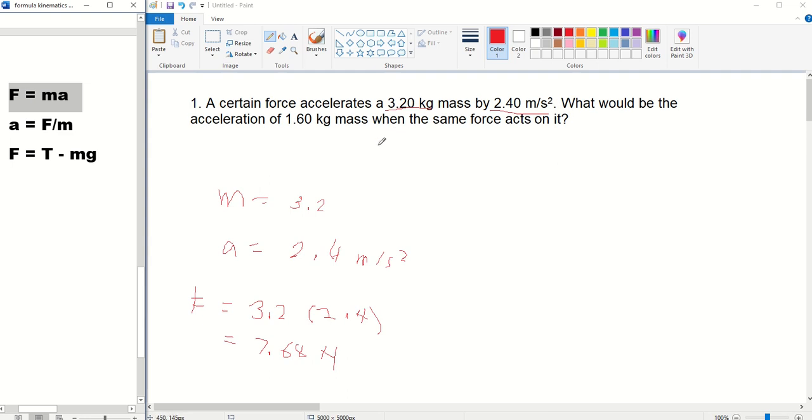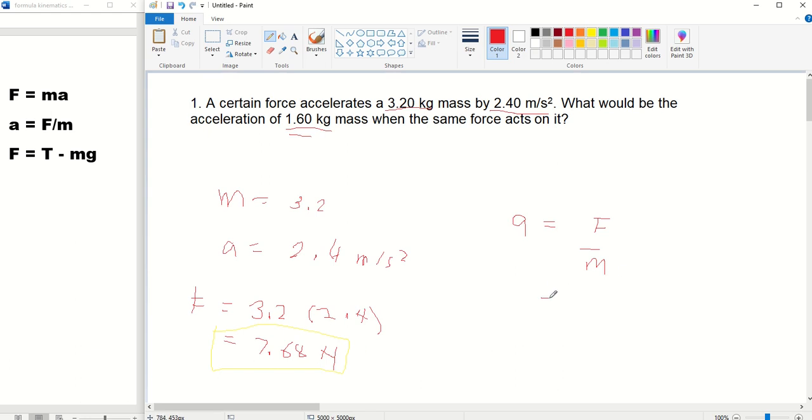Ang sabi dito, what would be the acceleration of 1.6 kg mass when the same force acts on it? So ngayon, sinabi same force. So itong force dito na nakuha natin, na-calculate natin, ito yung gagamitin natin. Ang formula ng acceleration is equal to force over mass. Ngayon, magsasubstitute lang din tayo, pero yung mass na gagamitin natin ngayon ay yung 1.6 kg. Kasi ang tanong dito is, ano yung magiging acceleration ng 1.6 kg mass kung same force yung gagamitin.